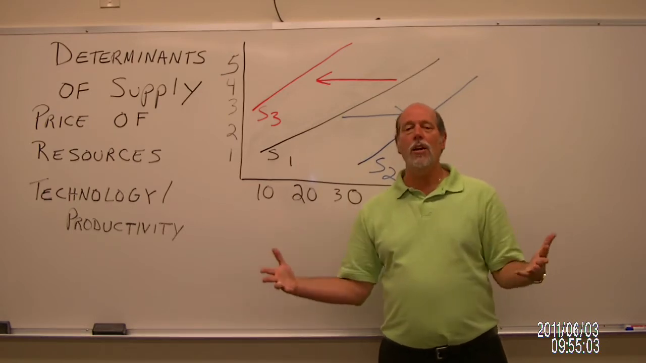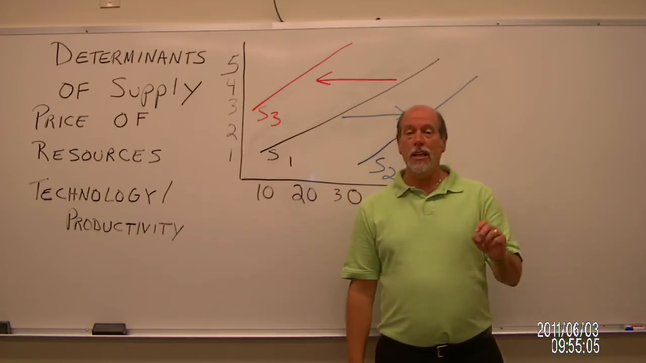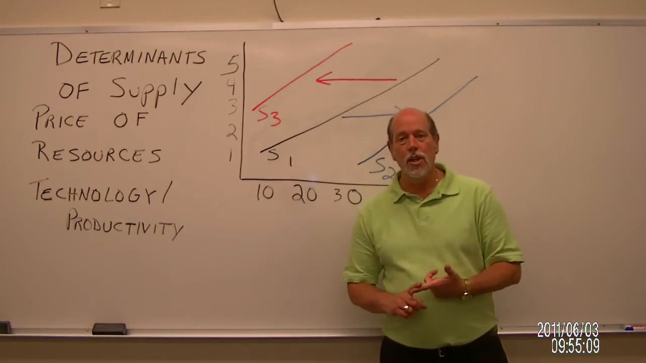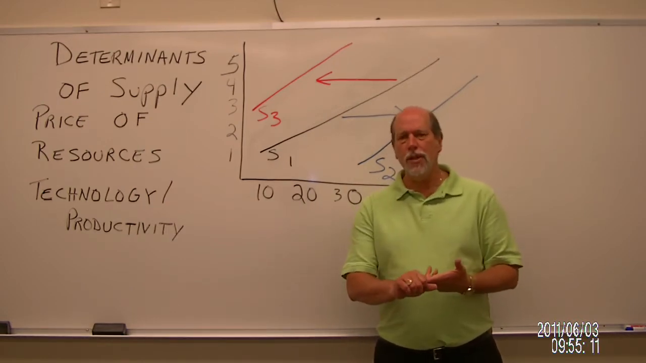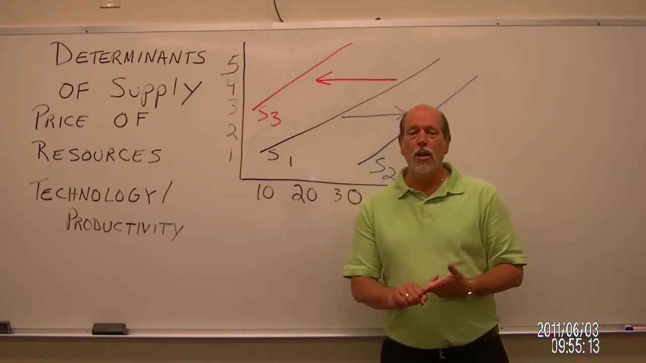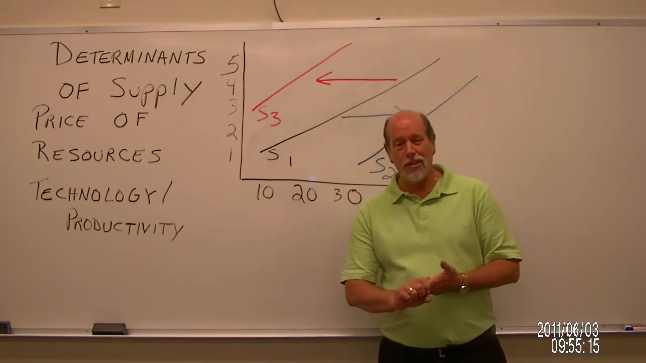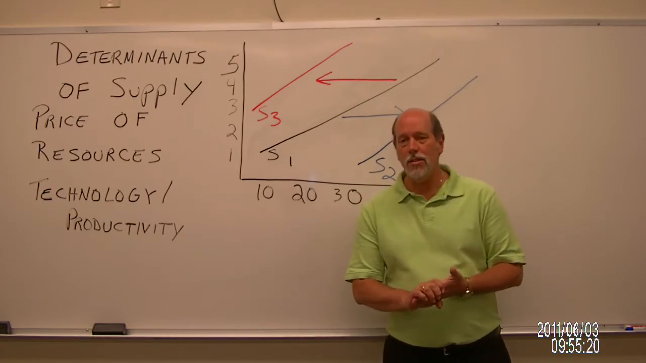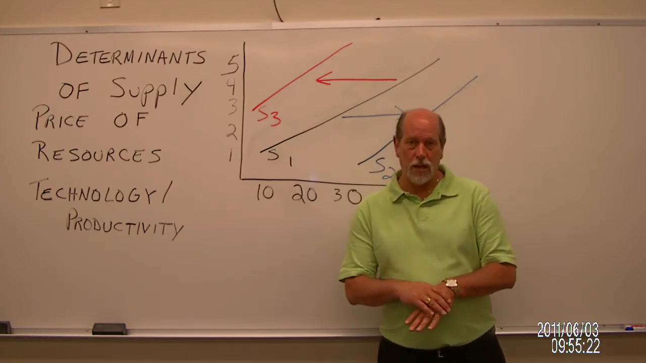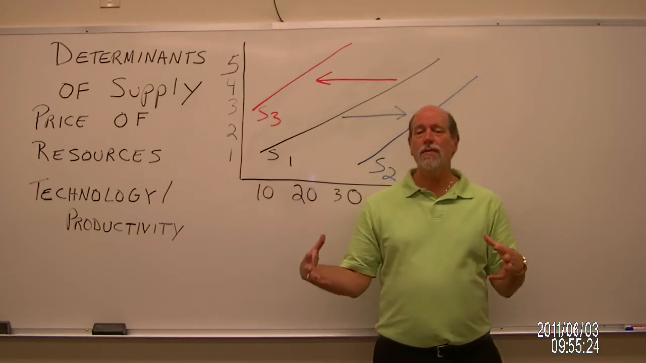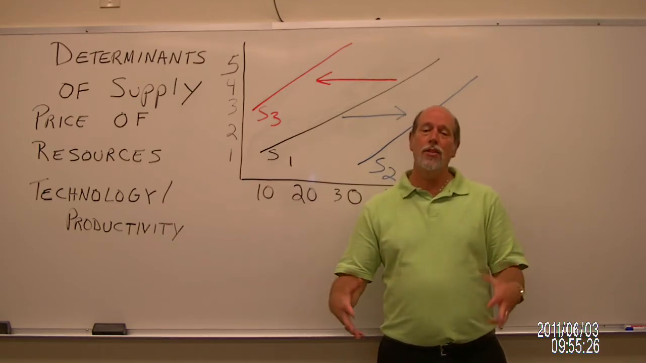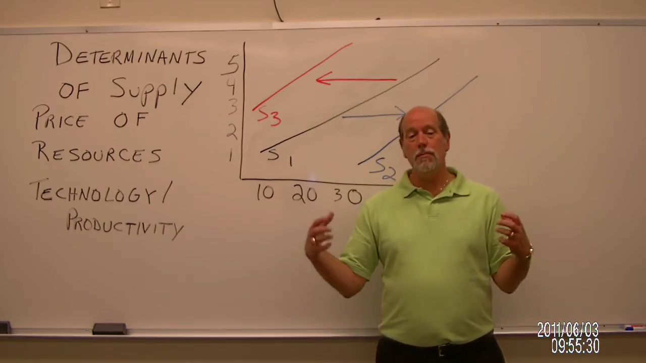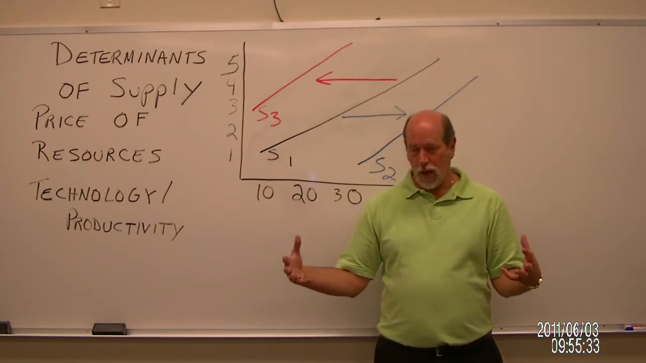Now, our authors talk about the determinants of supply in these 5 areas. We're going to talk about the price of resources. We're going to talk about technology and productivity kind of going hand in hand. We're going to talk about the prices of related goods. We're going to talk about expectations, and we're going to talk about the numbers of sellers. And again, each one of these things are those types of things that, when changed, cause us to see big, big changes in what happens.